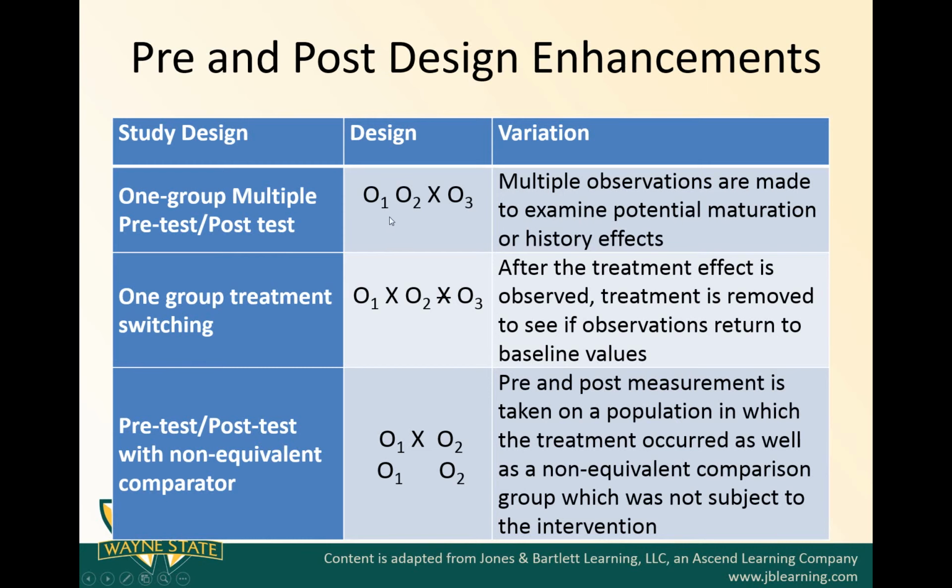Here you're going to take multiple observations prior to an intervention, then the intervention, and then another observation. So here in this example we have two observations, then the intervention, then a third observation. This allows you to examine potential maturation or history effects. You could do a one-group treatment switching.